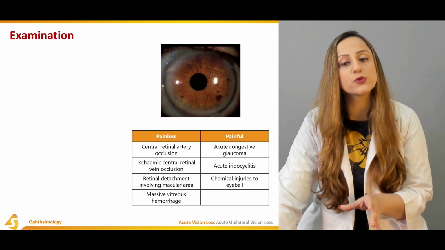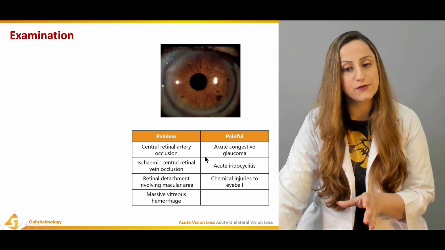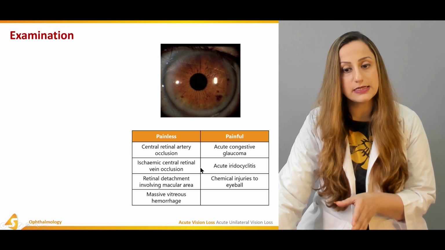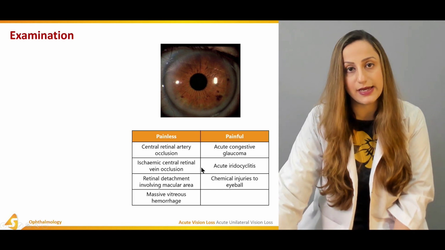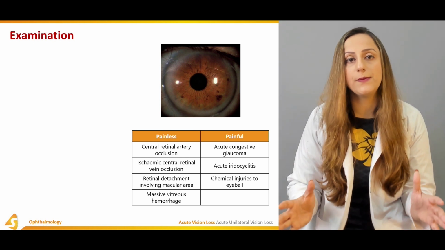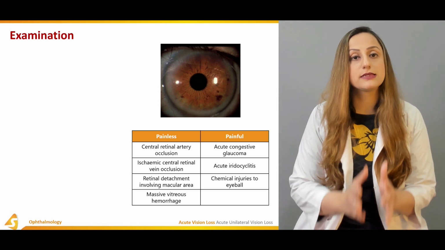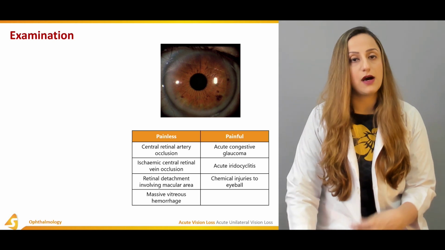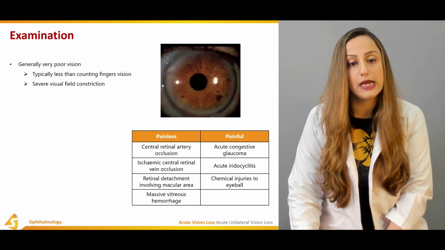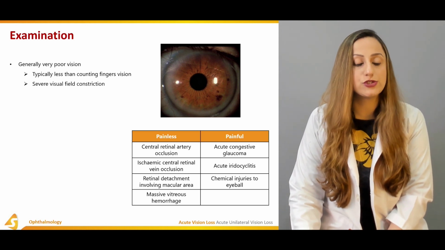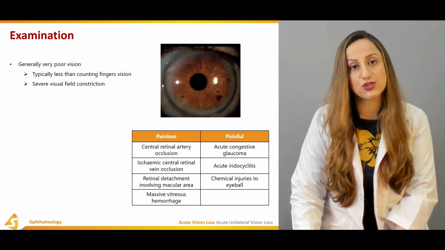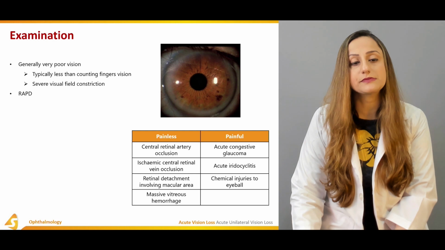The painful causes would include acute congestive glaucoma. On the other hand, we have acute iridocyclitis, and then we have chemical injuries to the eyeballs over here. So when you have taken the history, making the differential is much easier after you have taken the history in detail. Generally, very poor vision, typically less than counting finger vision, is associated with a lot of these features. Severe visual field constriction is also associated with it.